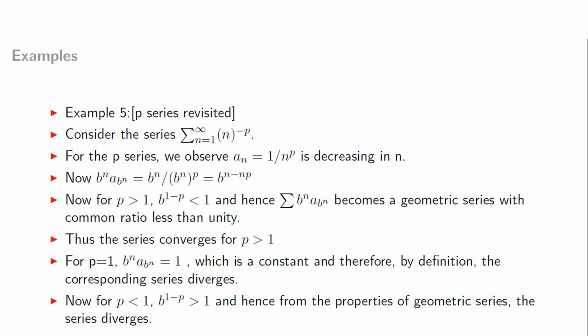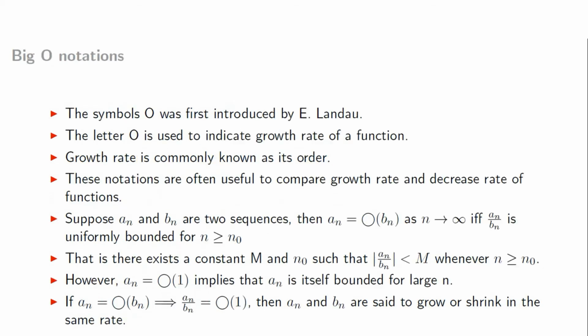However, for p equal to 1, a b to the power n comes out as 1, which is a constant, and therefore by definition the corresponding series diverges. Next, for p less than 1, we have b to the power 1 minus p exceeding 1, and hence from the properties of geometric series the series also diverges.